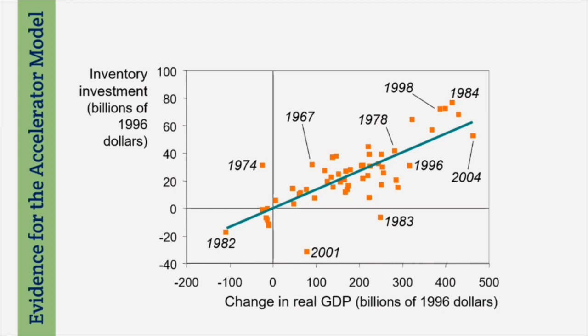This scatter plot shows that inventory investment is high in years when real GDP rises and low in years when real GDP falls, just as the accelerator model predicts.